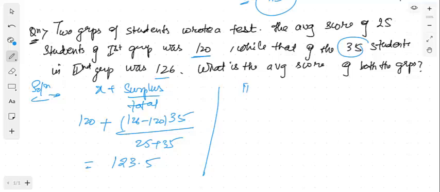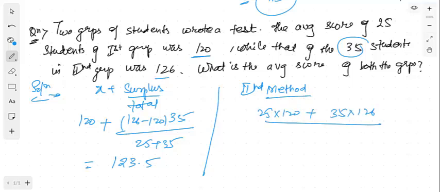How you have to solve the second method? This is nothing but 25 into 120 plus 35 into 126, divided by 25 plus 35, which is 60. This will again give you 123.5. Actually, why do we use this method? Because the calculation here is a bit easy. Okay, small calculations are there, whereas here you have to multiply big values.